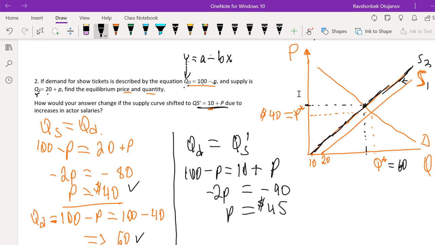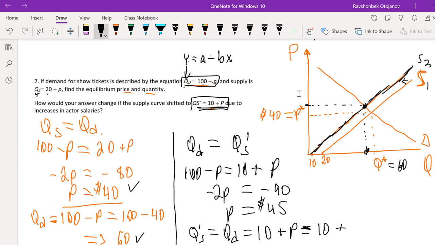Then we will use this price in either this equation or this equation to work out the quantity in equilibrium. It doesn't matter which one, I'll just use the supply equation, because at equilibrium they are the same quantities. That's 10 plus P, sorry, plus P it should be. So that's 10 plus 45, 55 tickets sold. Okay, so that's the equilibrium price and quantity, and that's the solution to the second question.